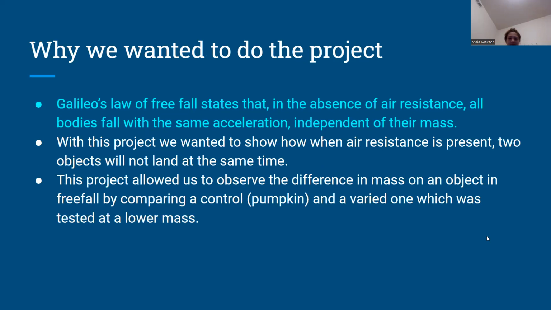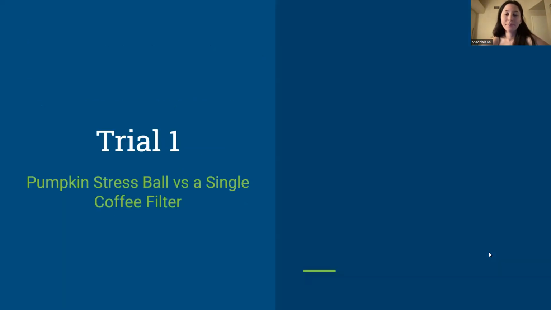And why we wanted to do the project. So Galileo's law of free fall states that in the absence of air resistance, all bodies fall with the same acceleration, independent of their mass. With this project, we wanted to show how when air resistance is present, 2 objects will not land at the same time. This project allowed us to observe the difference in mass on an object in free fall by comparing a control, which is the pumpkin, and a varied one, which was tested at a lower mass.